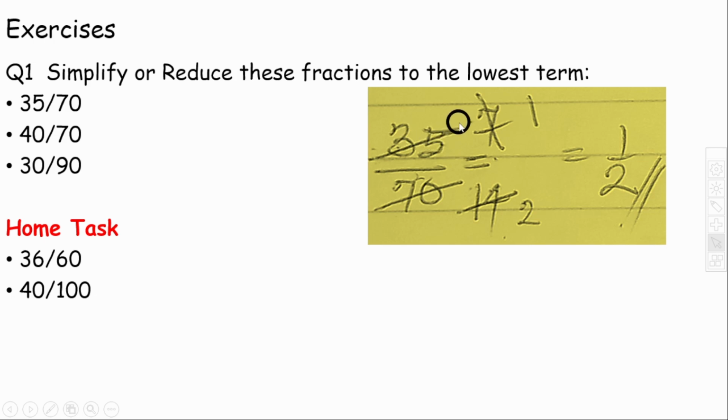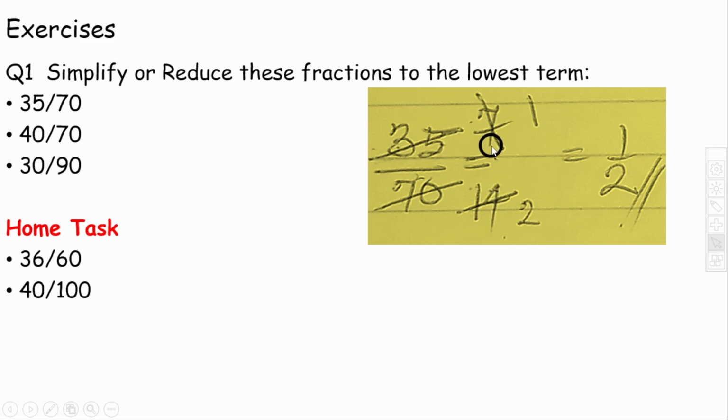35 divided by 5 gives us what? What do we multiply by 5 to give us 35? That is 7. You write 7 here. Then what do you multiply by 5 to give us 70? That's 14. That's how we got this. So 7 over 14. Do we have any common factor between 7 and 14? Yes, we still have. 7 is a common factor between 7 and 14.